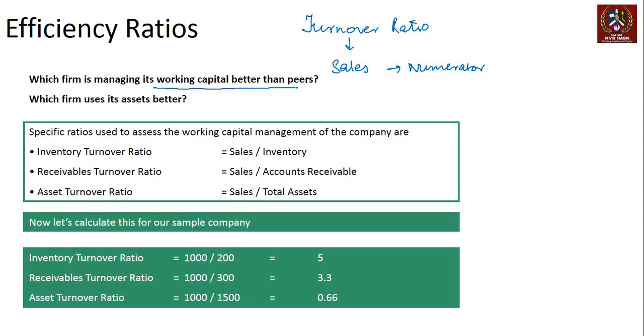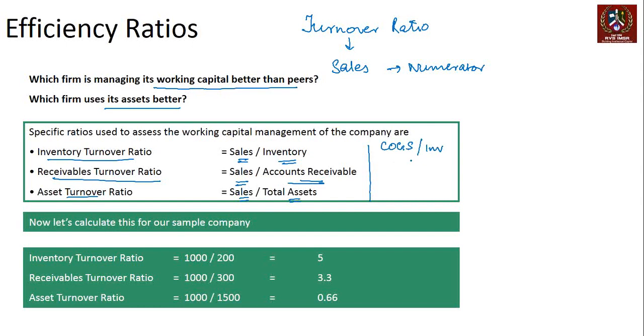So which company is managing working capital better? Which firm uses its assets better? Inventory turnover ratio is how much sales you generate on inventory. Receivables turnover ratio is how much sales you generate on account receivable. Asset turnover ratio is sales generated on total assets. Now, some of these definitions in textbooks are cost of goods sold by inventory, for example, inventory turnover ratio.